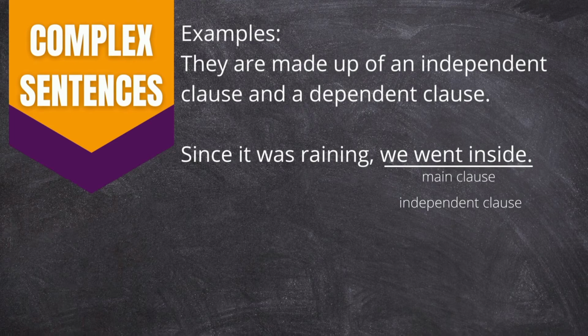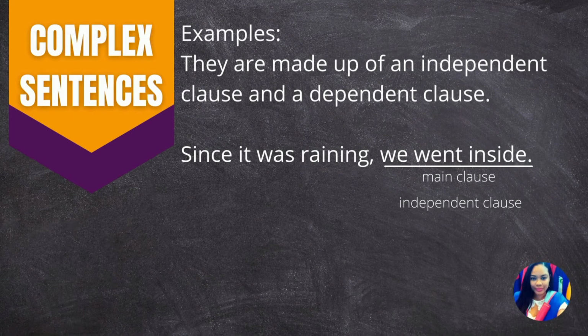What happened since it was raining? The words we went inside would therefore be the independent clause. It makes complete sense on its own, even if the words since it was raining were not there.